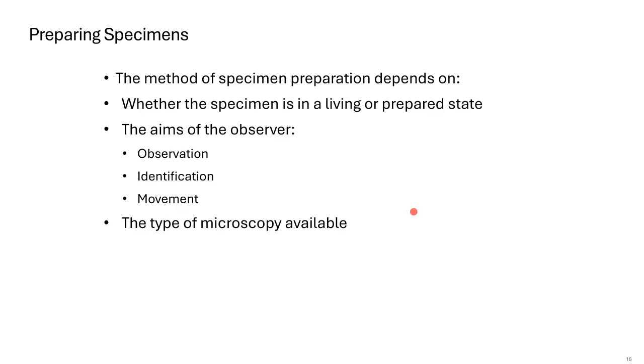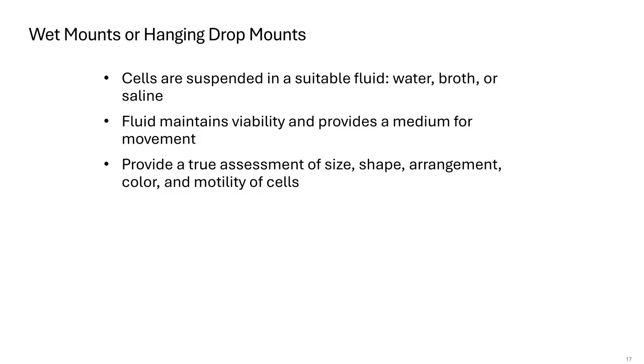So, preparing specimens depends on whether that specimen needs to remain living. We may need to look at action in living tissue, or we may just be looking at a microbiology sample that doesn't need to be alive and moving. We're trying to find that microbe, we're trying to identify that microbe, and in some cases we're trying to look at movement of that microbe. That determines the type of microscopy we're going to use.